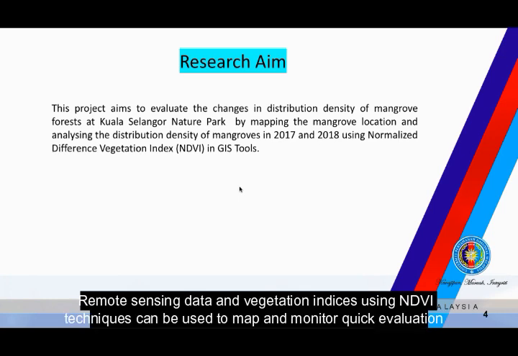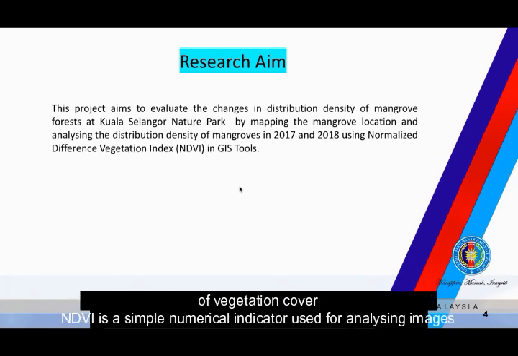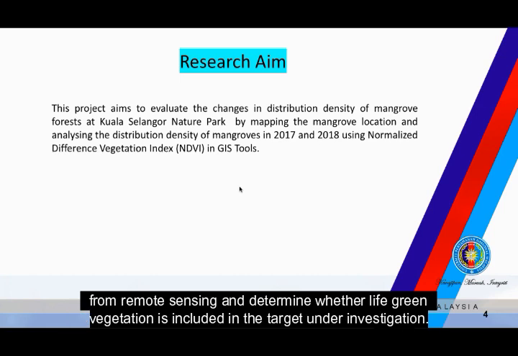Remote sensing data and vegetation indices using NDVI techniques can be used to map and monitor quick evaluation of vegetation cover. NDVI is a simple numerical indicator used for analyzing images from remote sensing and determining whether live green vegetation is included in the target under investigation.